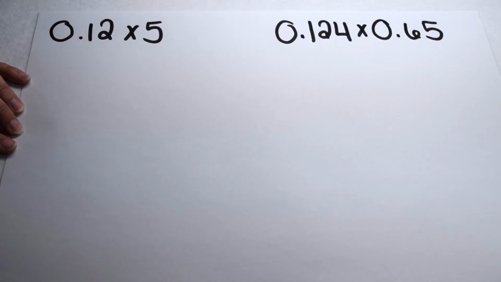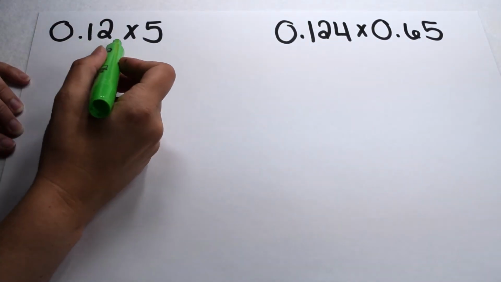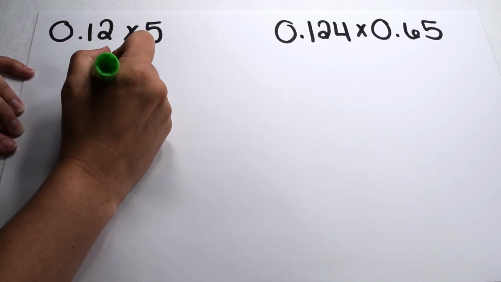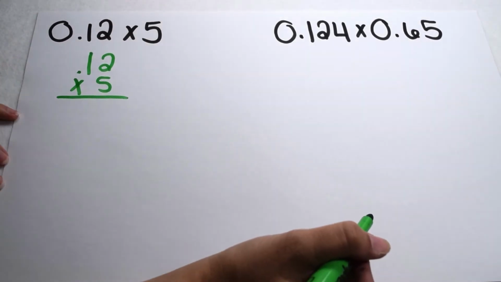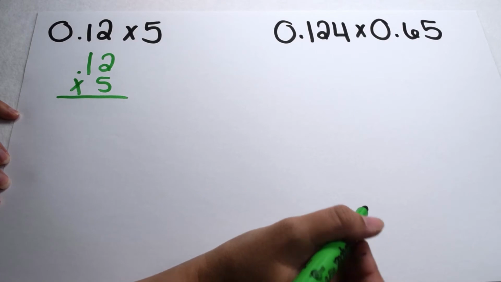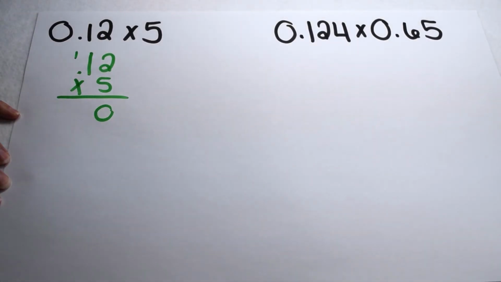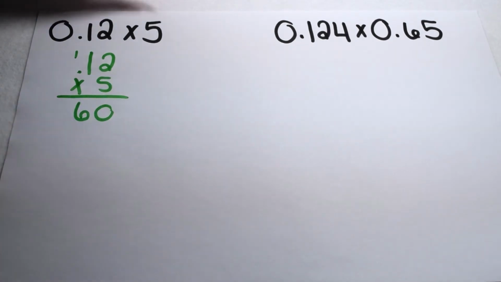We're going to solve these few using just our algorithm. Here we have 12 hundredths times 5. We're going to ignore the decimals and line everything up on the right like we would with whole numbers. Now we're going to continue to ignore the decimal and go ahead and multiply like we would with whole numbers. So 2 times 5 is 10. 5 times 1 is 5 plus 1 is 6, so that gives me 60.